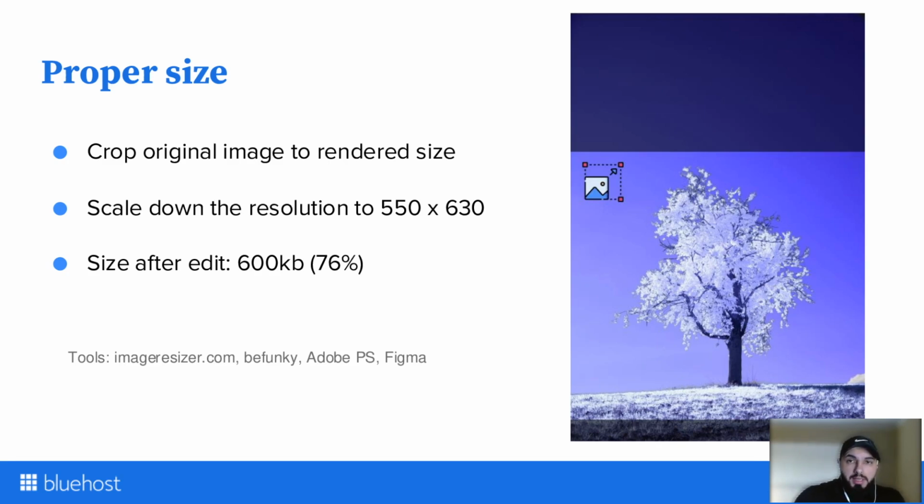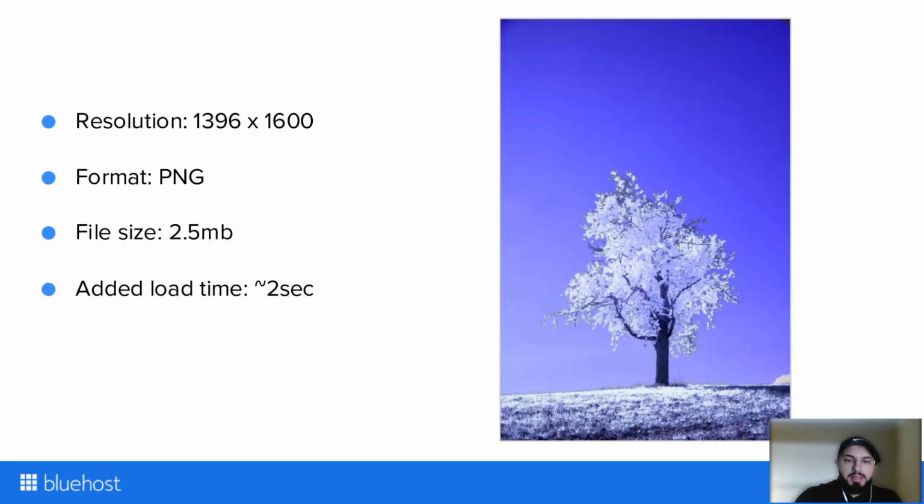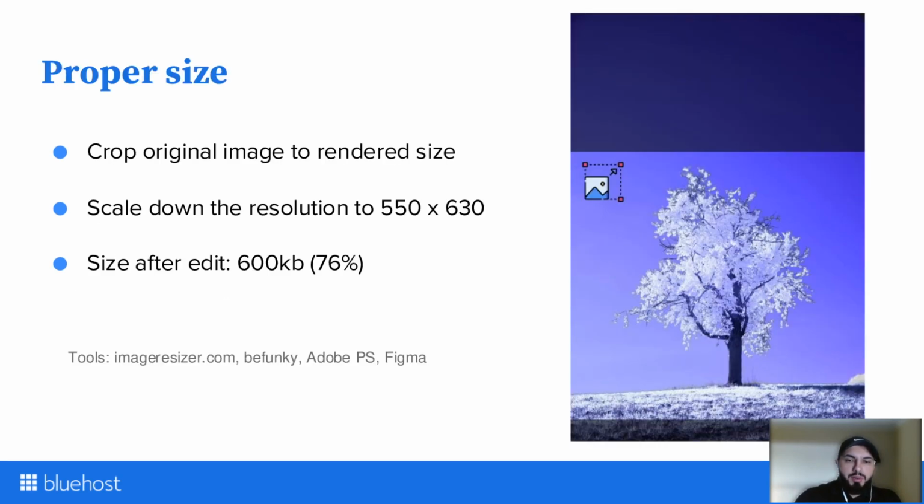First, we're going to properly size that image. Again, I'm going to go back a few slides to look at the render size. Here's the render size, but then here is the original image. There's a lot of real estate on that image, the part that's darkened here, that should really be cropped out. So we crop the image to the rendered size and also scale it down to the rendered size, which is 550 width by 630 height. That trims down a lot of the unused real estate of that image. Just by doing that, after those simple edits, the image went down from 2,500 kilobytes, or 2.5 megabytes, to 600 kilobytes. So almost down by 76%. That's a massive improvement by just cropping the image and scaling down the size.